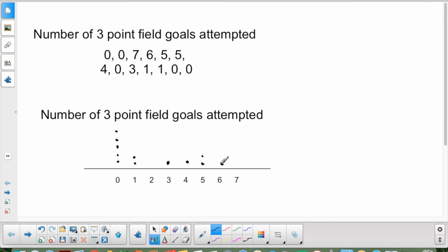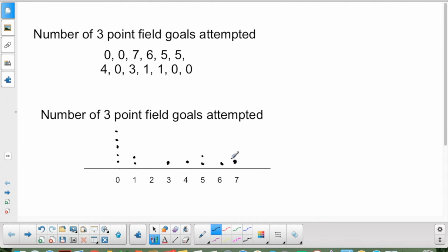1 6. 1 7. After I do this, I always count: 1, 2, 3, 4, 5, 6, 7, 8, 9, 10, 11, 12, 13, just to make sure I have the right amount of data. So there were 13 players. 5 of them took 0 3-pointers. 2 of them took 1. 1 person took 3, 1 took 4, and so on.